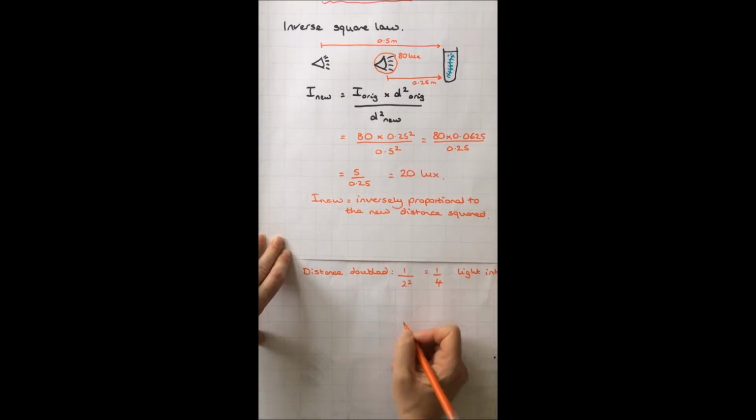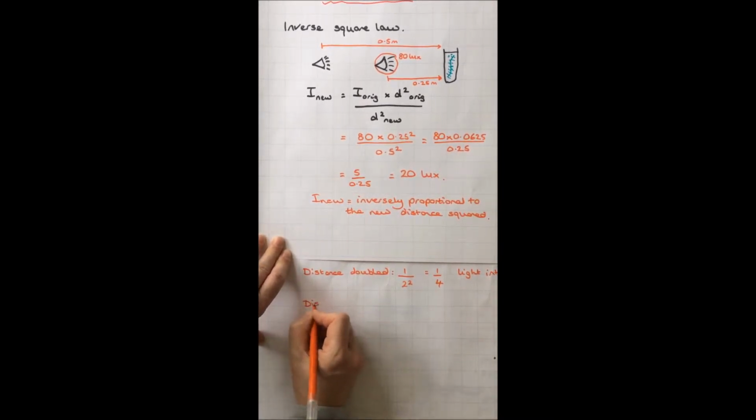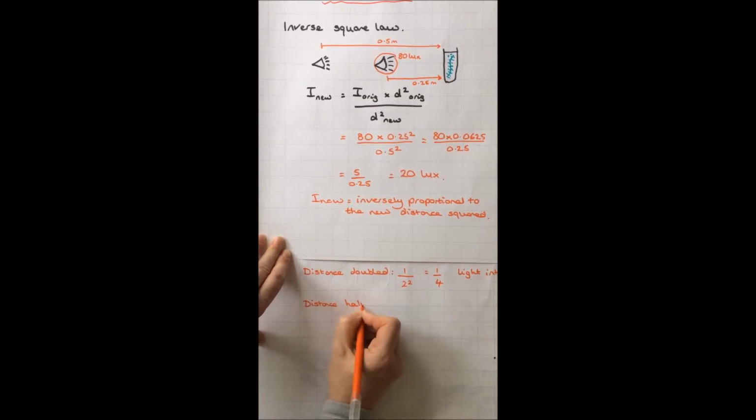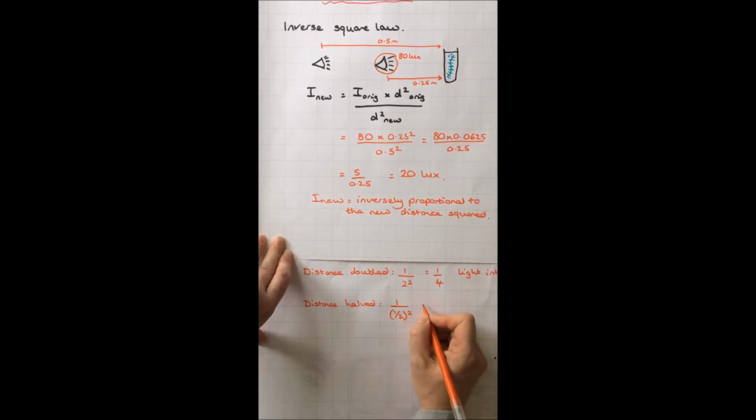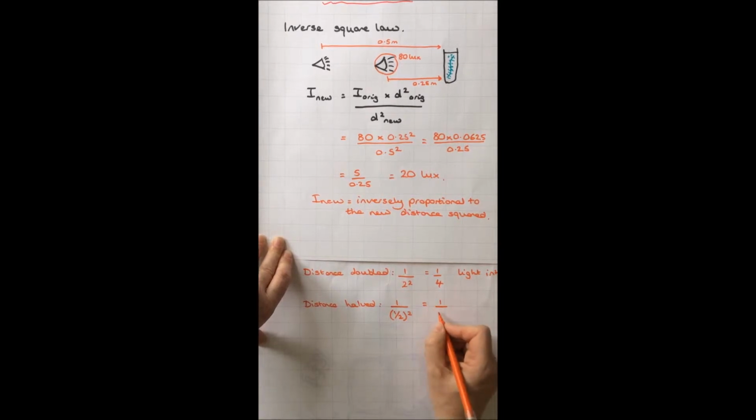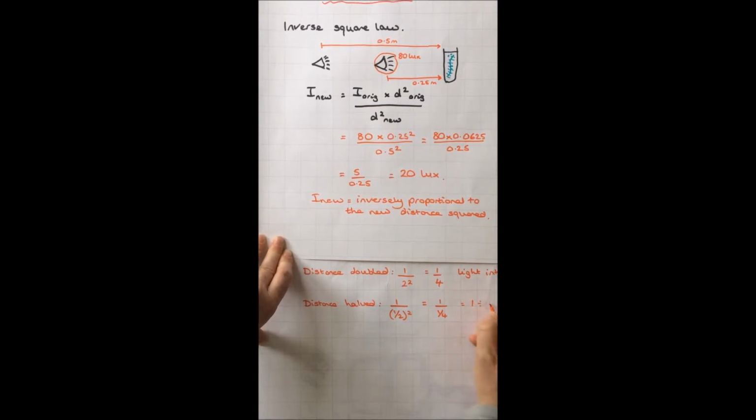the original value. If, however, my distance is halved, my value is still inversely proportional, so I do 1 divided by a half squared, which is the same as 1 divided by a quarter. And in maths, if you're dividing by fractions, remember you flip this one over and then you multiply it. So that would be 1 times 4 divided by 1. I've flipped that one over, so that gives me an answer of 4. So if I halve my distance, my light intensity is now 4 times greater.